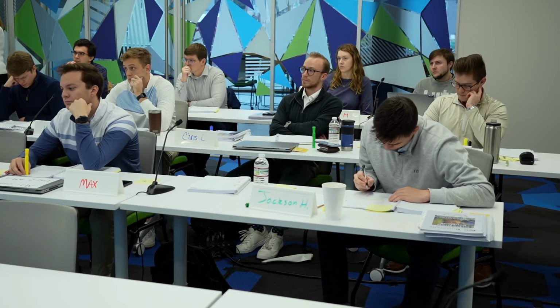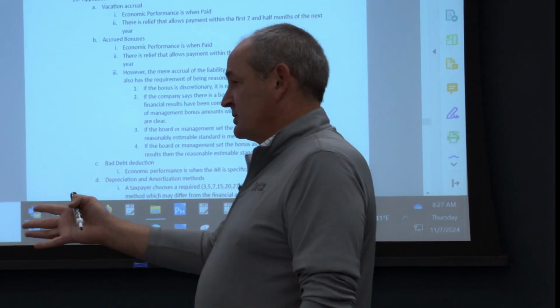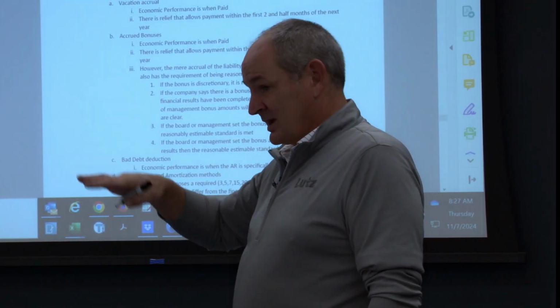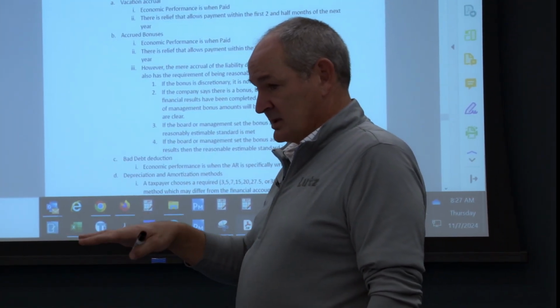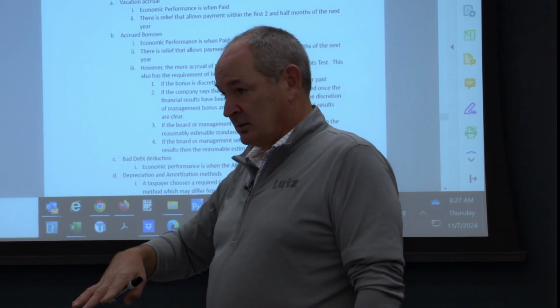So if you say, well, I've got to figure out if I got $1 million of income or $2 million of income or $3 million of income, and then I am going to make a determination of how much that bonus is. That determination is coming after year end, after our auditors come in and make all their adjustments. So the more it's like that, the more they're going to disallow that, and economic performance in this 2.5-month rule doesn't apply.